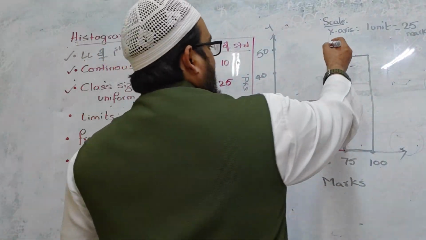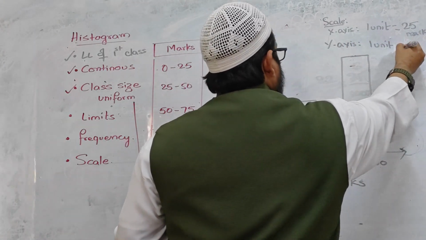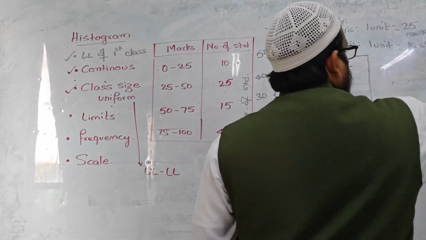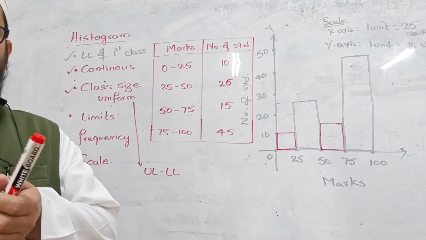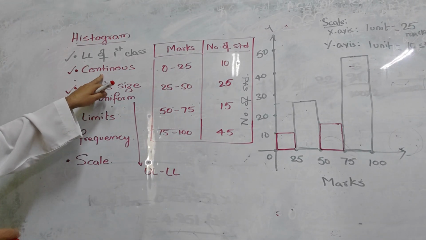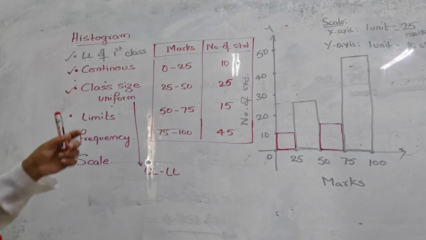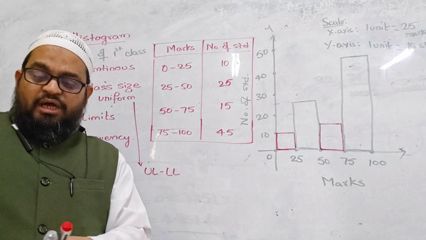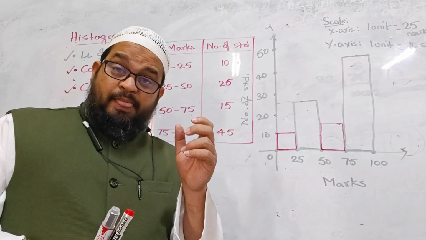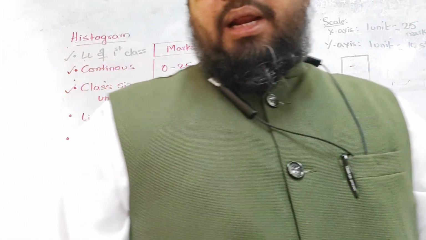Yes. Now, on the y-axis, 1 unit is equal to 10 students. Okay. So this is how we draw a histogram for continuous and uniform data, where you have uniform class size. Understood? In the next video, I will be explaining how to draw a histogram for class sizes which are not uniform. Non-uniform class sizes I will explain in the next video.